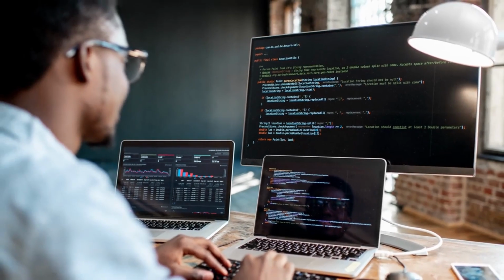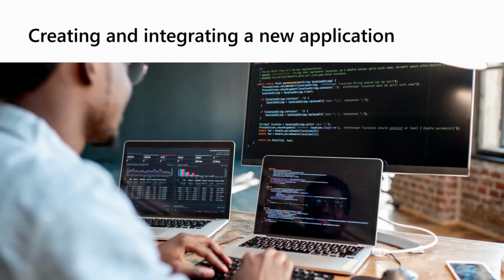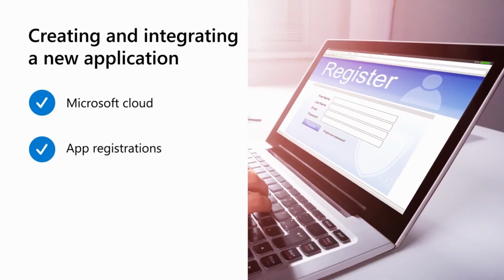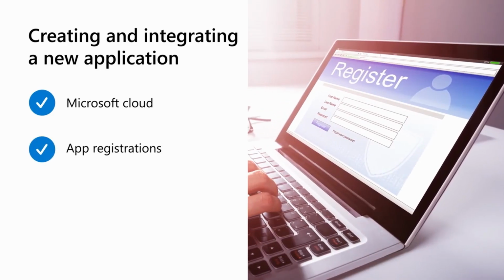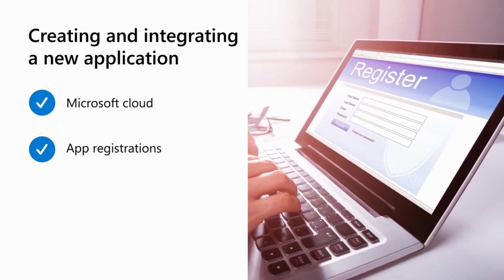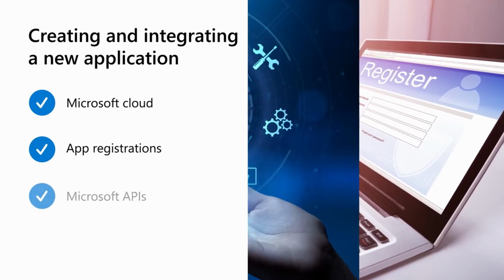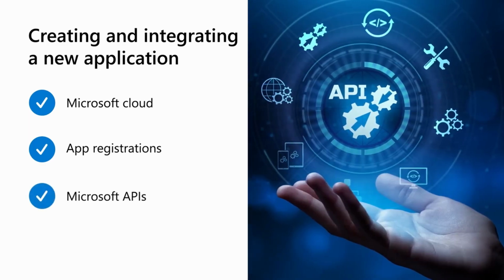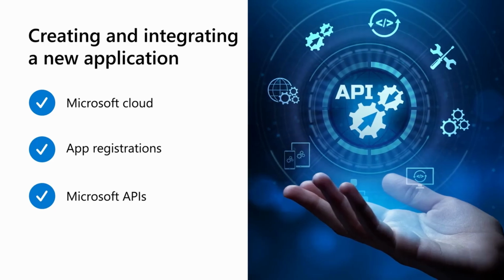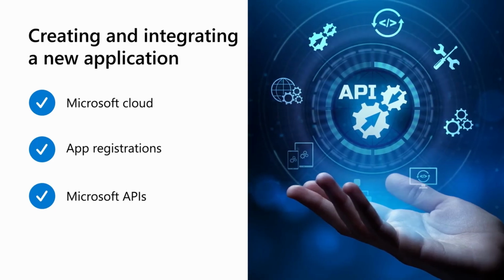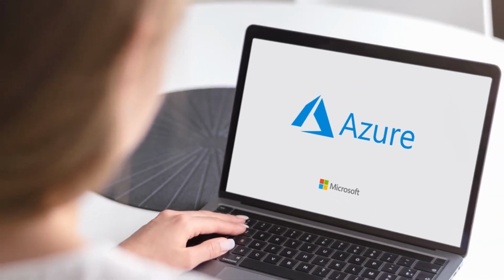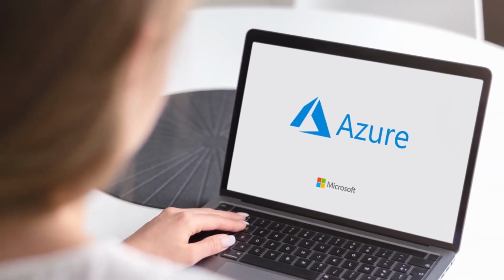Imagine you are a software developer working for a company that wants to integrate its product with Microsoft's cloud services. Your task is to register an application with the Microsoft Azure App Registrations to obtain an application ID and authentication credentials. This will allow your application to access various Microsoft application programming interfaces, frequently referred to as APIs and services, such as Microsoft Graph and Azure Active Directory, which are required for the product's functionality. You open your web browser and navigate the Azure portal to get started.